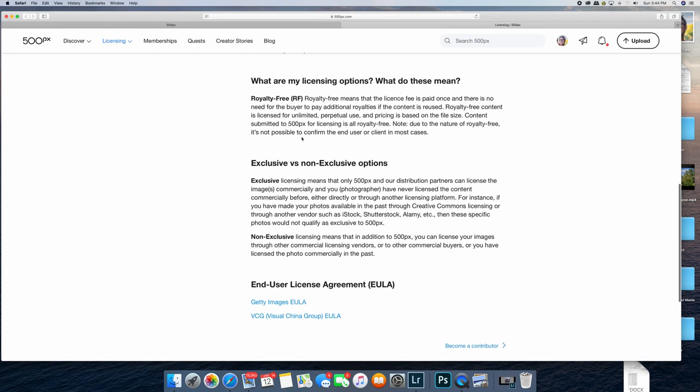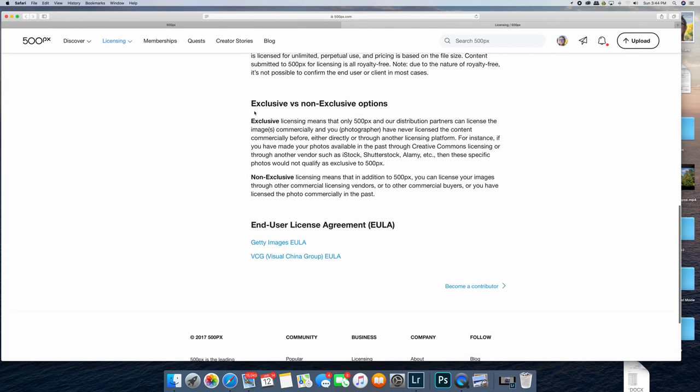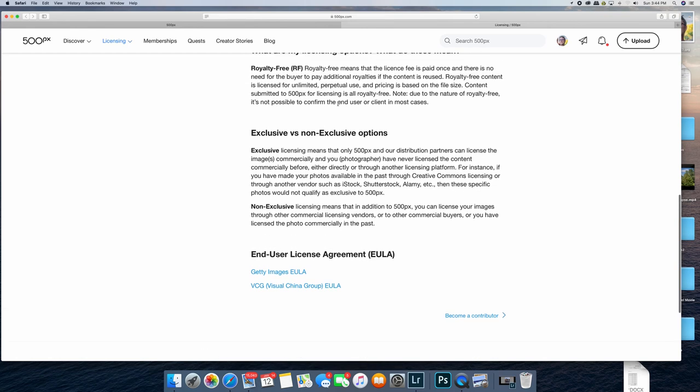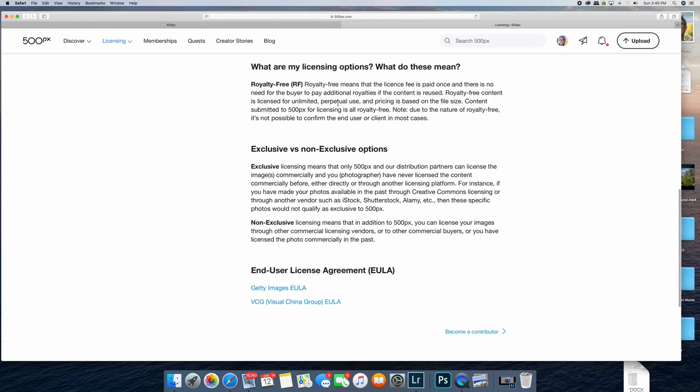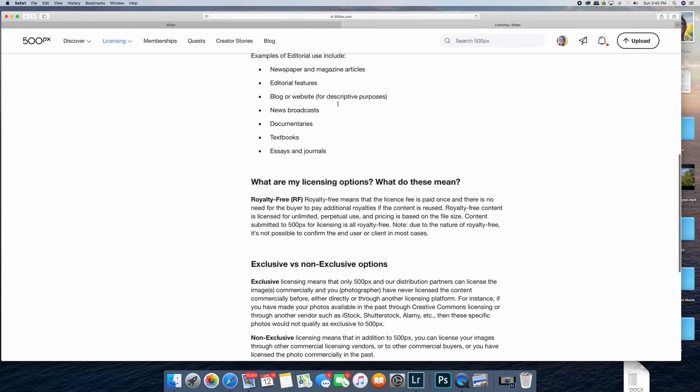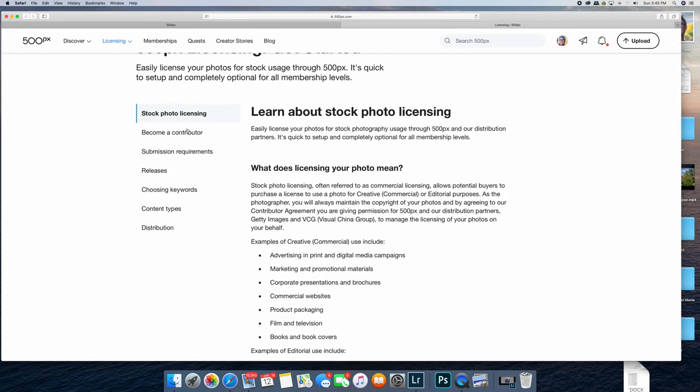overview of what it means to actually license a photograph as opposed to make a sale, because I think a lot of people don't necessarily know the difference between licensing and selling. It also talks about exclusive versus non-exclusive options, and that just basically means that you're selling or licensing only through 500px if you're exclusive, and if you're not exclusive, you might submit your photos for sale to a number of different microstocks or midstocks or whatever sites that you're licensing photos through. So that's the very short overview of the licensing.